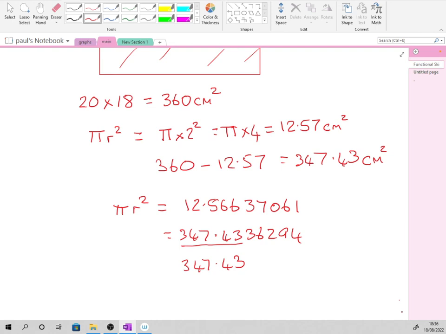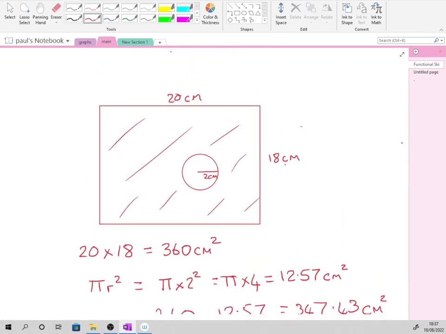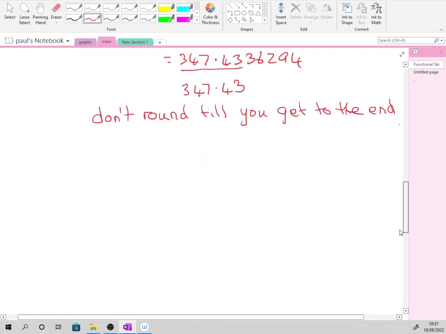So I made a bit of a mistake there. I'm going to say don't round till you get to the end. Otherwise, if that had been a 5, then this would have been 4 and you would have been just a little tiny bit out. So don't round till you get to the end. So there's one where you're working out the area of something and you're taking it away.